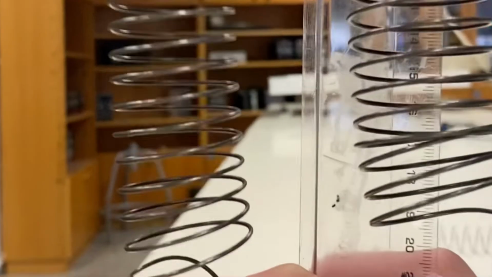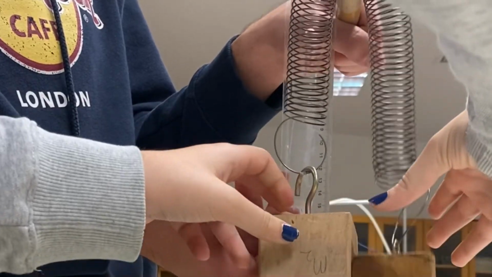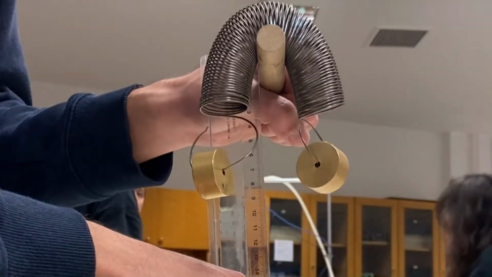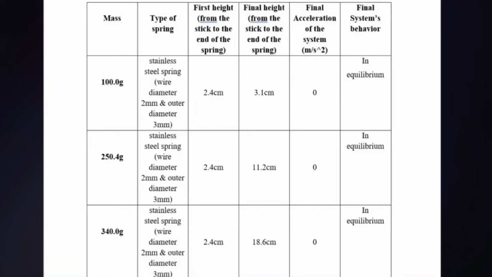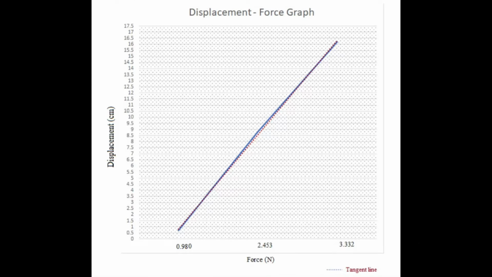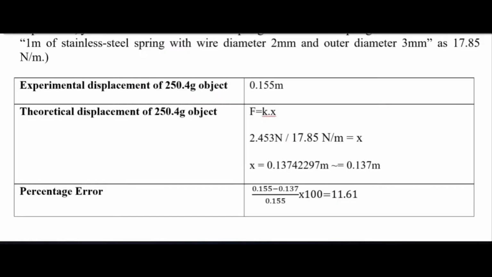So in part B, I will be investigating the proportion between displacement and the force. So at the end, I see that this proportion is equal to the spring constant. For this reason, I found the tangent of the graph, which is equal to the experimental spring constant. Then in part C, I compared the experimental and theoretical displacement.